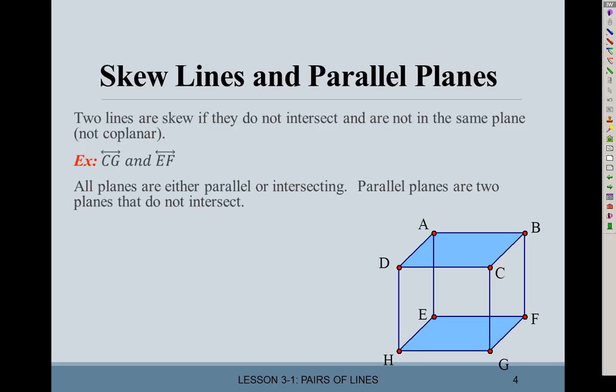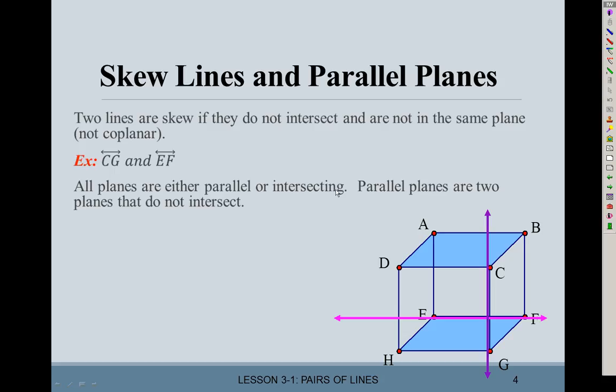Skew lines and parallel planes. 2 lines are skew if they do not intersect and they're not in the same plane, so they're not coplanar. For example, lines CG and EF. Line CG is in the front here, line EF is in the back. It looks like they overlap in this picture, but if you think of this as being three-dimensional, they do not. So those are skew lines. They're not parallel and they don't intersect.